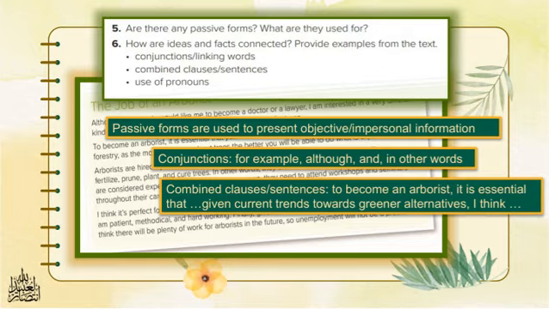To become an arborist, it is essential that a person gains the necessary skills and knowledge through proper training and certification. This ensures that they can safely and effectively care for trees. Given current trends towards greener alternatives, I think it's also important to stay updated on sustainable practices and environmental awareness. For example, understanding how to preserve urban forests and promote biodiversity is increasingly valued.